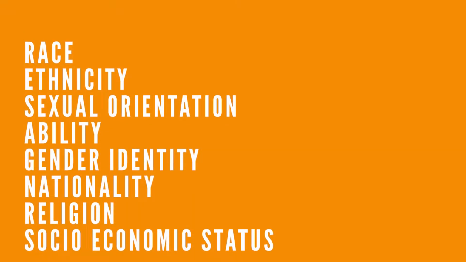experiences. Most of us compartmentalize our identities into the big 8 social identities. Those 8 are race, ethnicity, sexual orientation, ability, gender identity, nationality, religion, and socioeconomic status. You can use these 8 social identities to draw your own identity map. So to draw your identity map, we're going to use circles. You can either draw them on paper or you can make them digital, like I did.